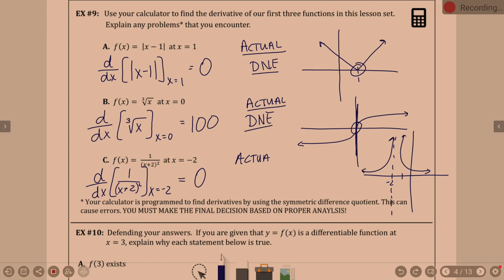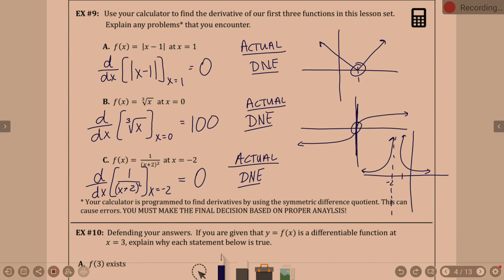Okay. So again, I'm going to say in all actuality, it does not exist. So now, in all honesty, how often does this happen with the problems you're doing on your calculator? It doesn't. Okay. The side note down here is your calculator is programmed to find derivatives by using the symmetric difference quotient. This can cause errors. You must make the final decision based on proper analysis. And that's what I'm showing you here. Most of the time when you're asked to do a derivative on the calculator, though, you're just getting the information to speed up the problem. Okay? So it's not that you run into this a bunch.